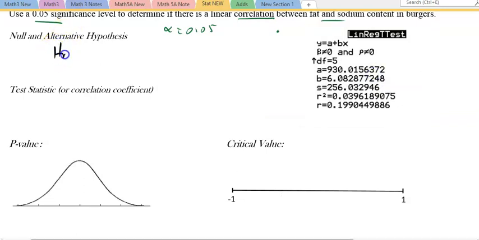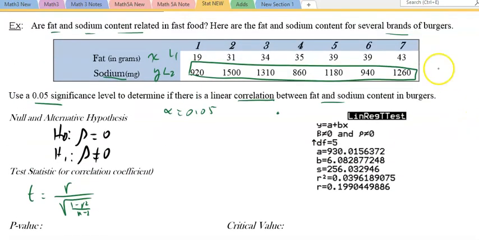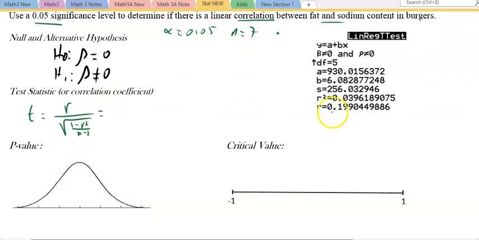What's the null hypothesis? The null hypothesis will always say these have no correlation. Alternative will say, well, it appears there is. T, if you remember, was r divided by the square root of 1 minus r squared divided by n minus 2. What is n in this case? 7. I always write n. So here we're looking at 0.199 divided by the square root of 1 minus 0.03962 divided by n minus 2, which is 5. I plug this in my calculator, I get 0.4541.